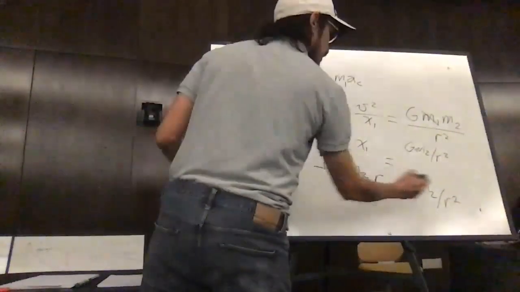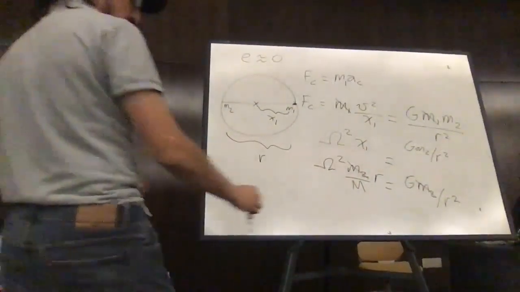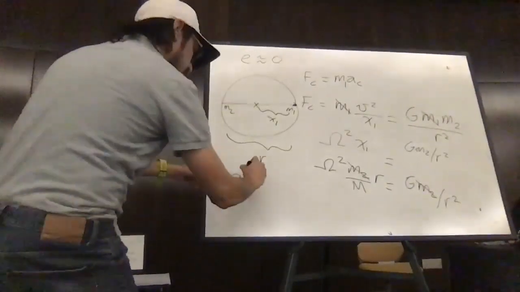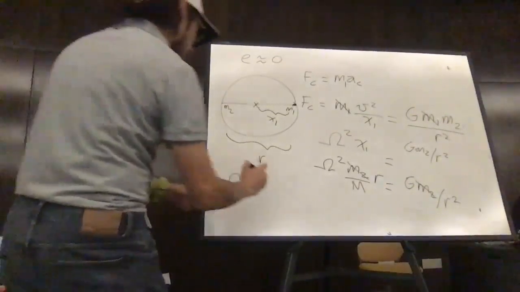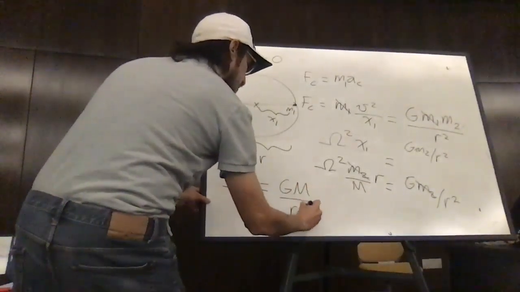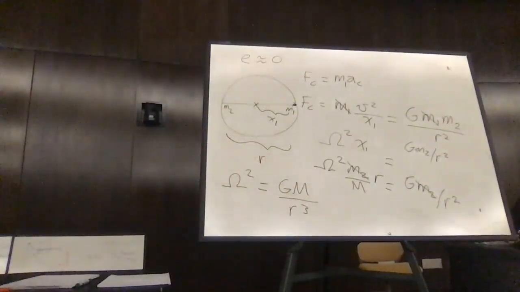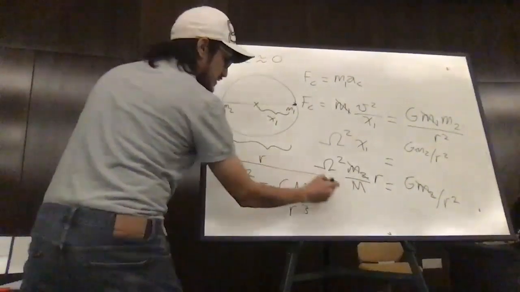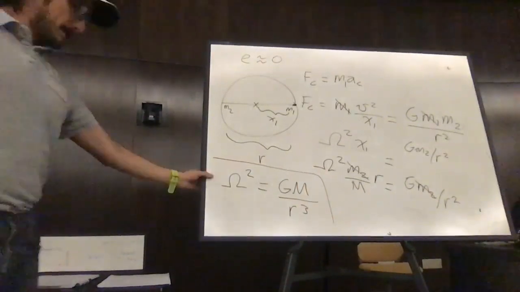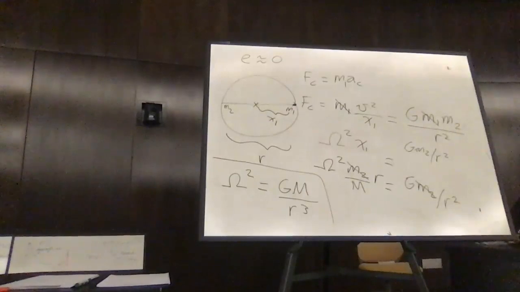Right, so now we can get rid of these M2s. We have the total mass. So we can write this one as omega squared equals G M divided by r cubed. Have you seen this equation before? Yes. It's the angular velocity. Sorry, it's the angular frequency.